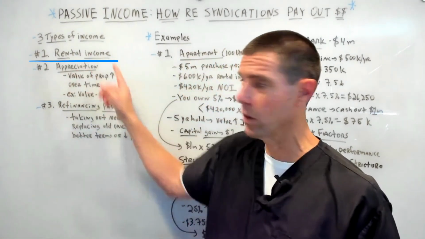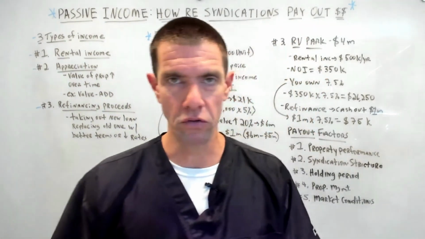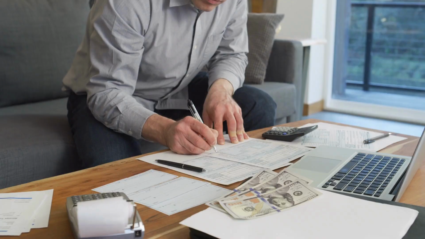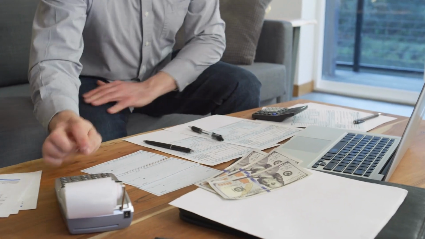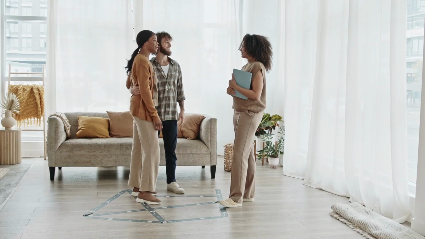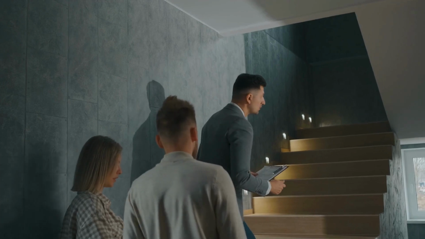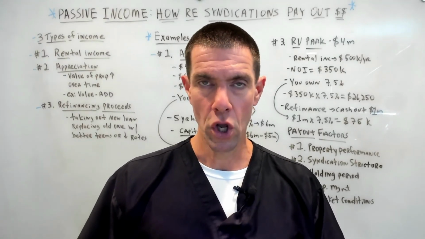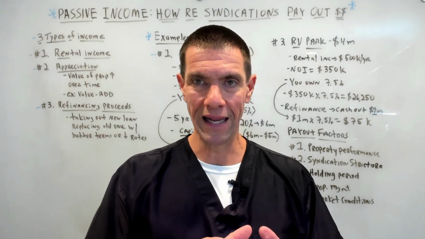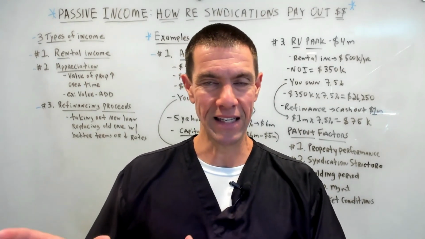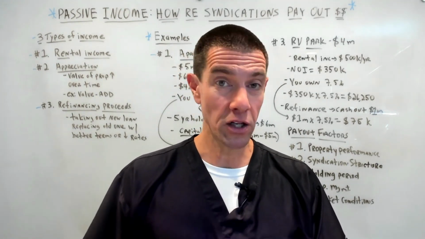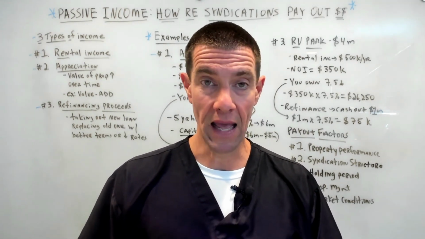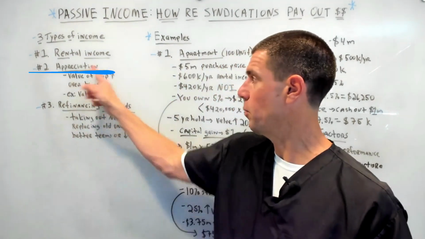First, we have rental income. Now, this is the most straightforward part of passive income generated from syndications. Rental income is from tenants that occupy the properties in this syndication, such as apartment buildings, mobile home parks, or retail centers. Now, as an investor, you're going to receive a portion of the collected rent minus the expenses like property management fees, maintenance costs, and mortgage payments. Next, number 2 is appreciation.